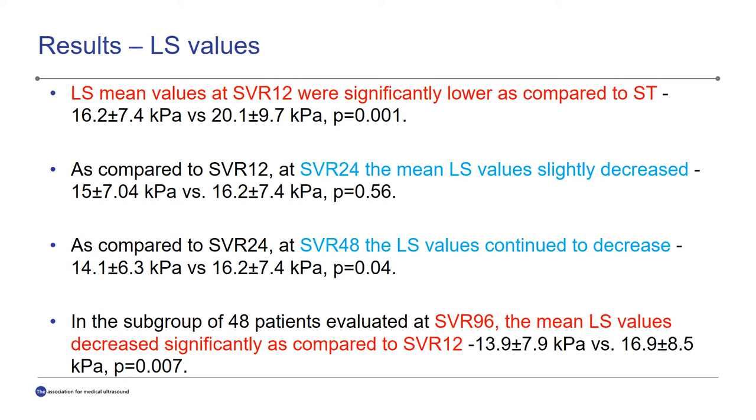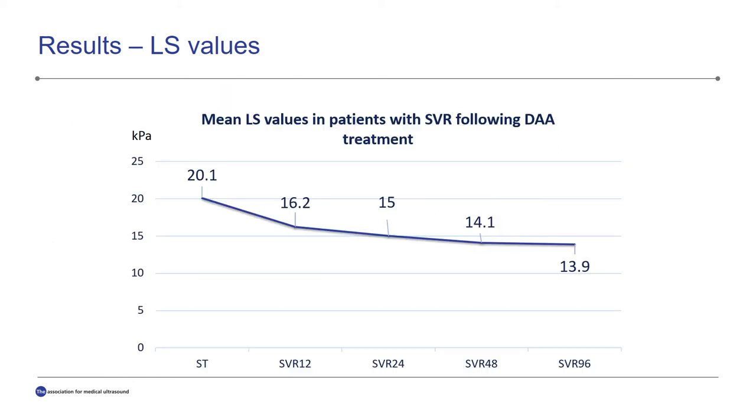Then if we compare SVR24 with SVR48, this value continues to decrease from 16 to 14.1. And in a subgroup of 48 patients that we looked at at SVR96, that means quite 2 years of follow-up, we can see a significant decrease in comparison with SVR12. This is 13.9 from 16.9. And again, this is highly significant.